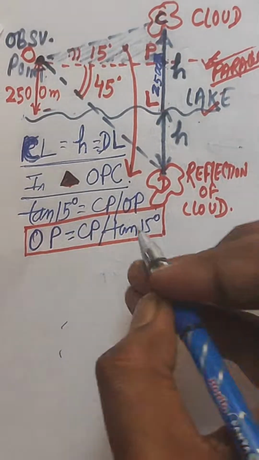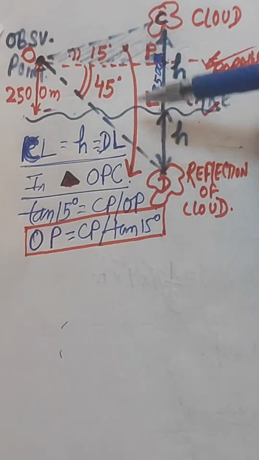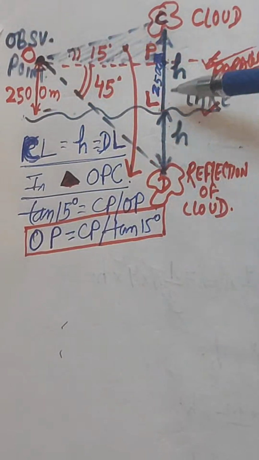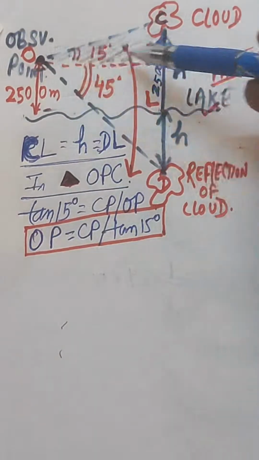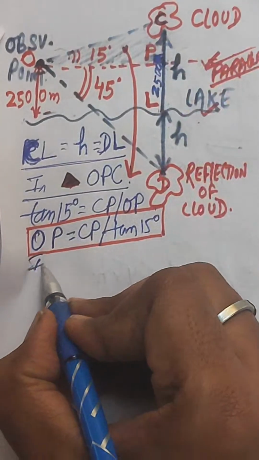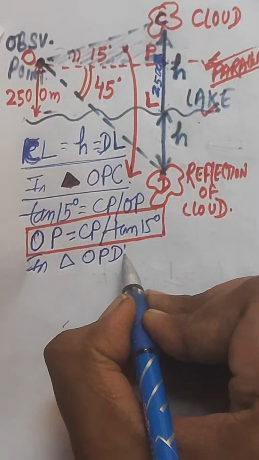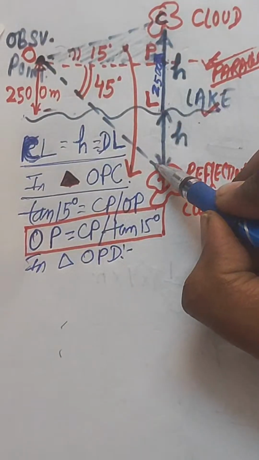Now consider the second triangle, which is the reverse of that. In this triangle OPD, what will happen? This is the triangle OPD.